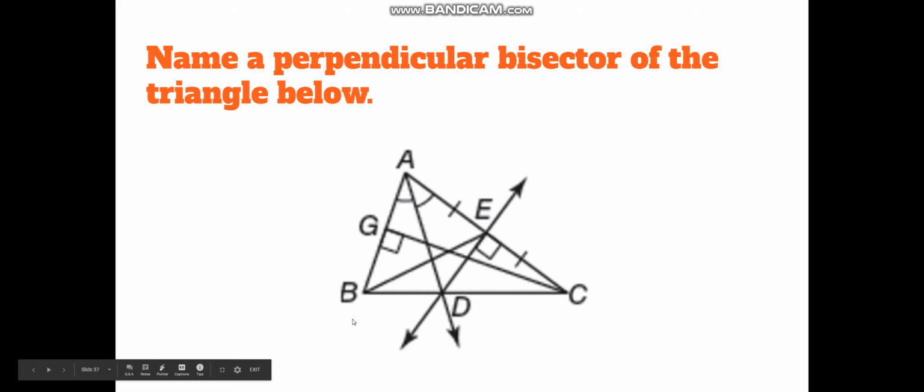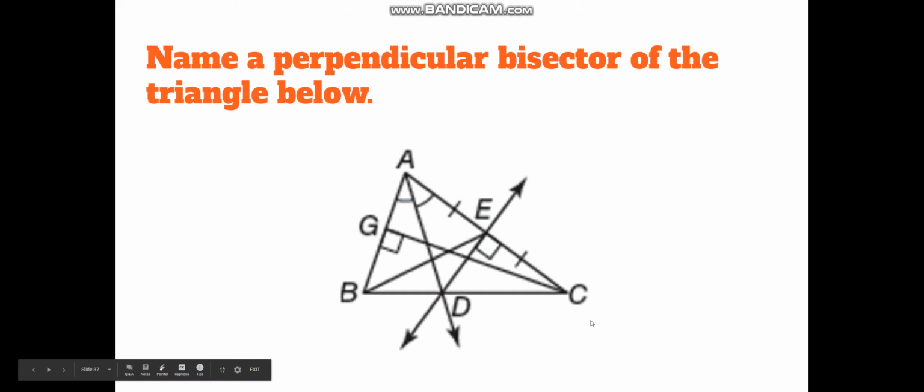This one, you could probably make a fair guess. That's going to be a perpendicular bisector. This one we know for sure is a perpendicular bisector. We know for sure that DE is a perpendicular bisector of AC because those two segments on either side of E have been marked congruent.